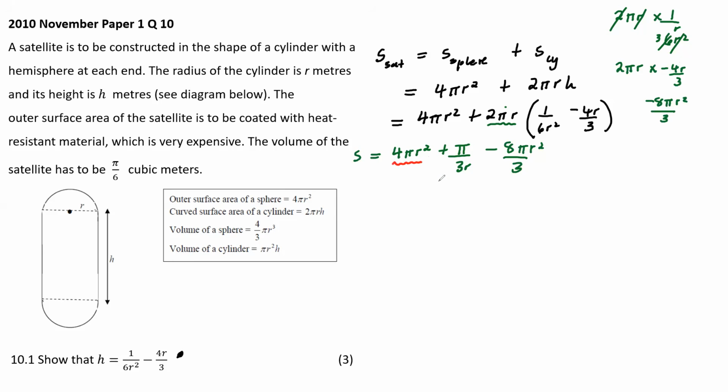Look at this. This and this are like terms: 4 pi r squared minus 8 over 3 pi r squared. Imagine this in simple maths as 4x minus 8 over 3 x. It's like 4 minus 8 over 3. That's how you do it in math. You'd say 4 minus 8 over 3, which leaves you with 4 over 3 pi r squared. So you become like this, 4 over 3 pi r squared plus pi over 3r. And that's what they wanted.